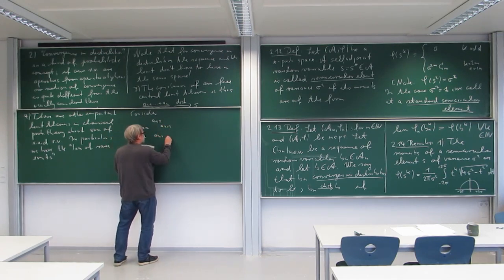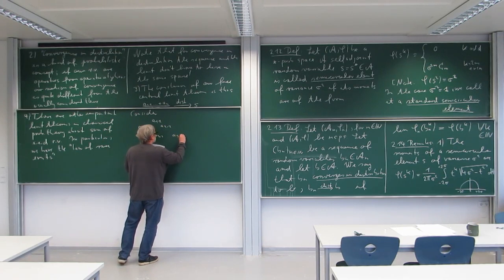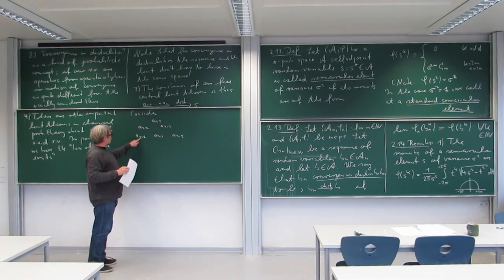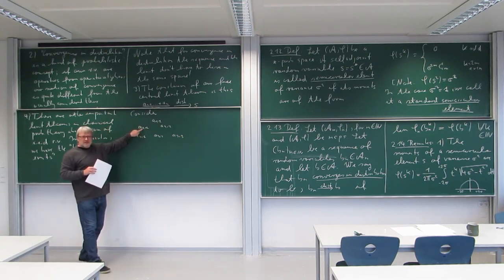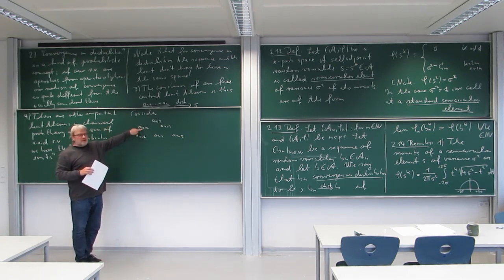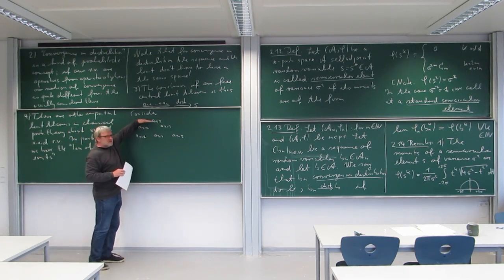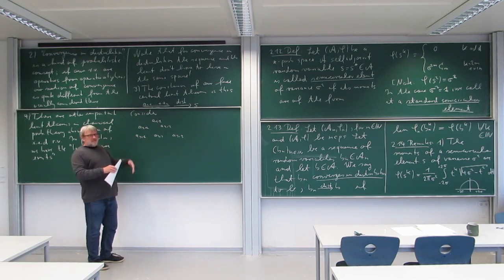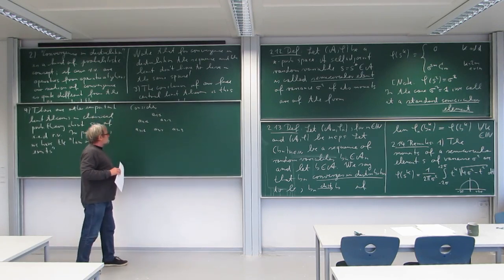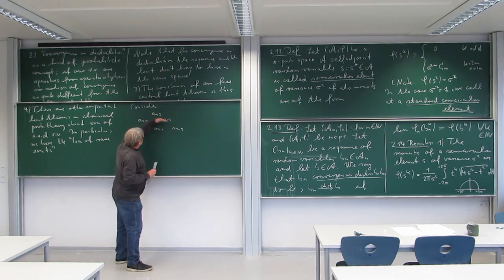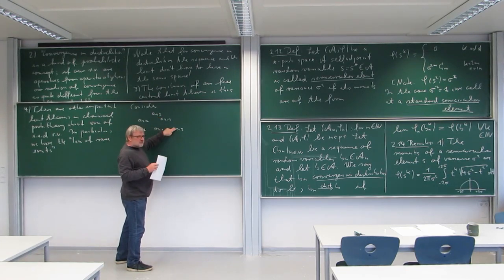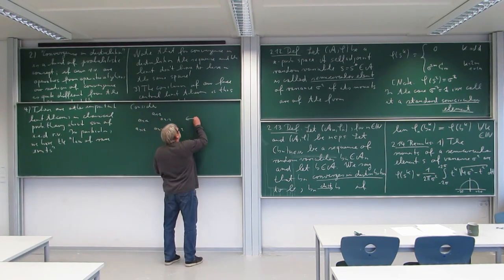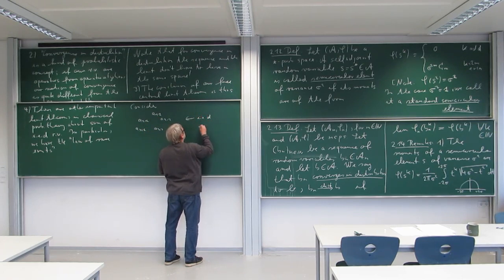So for each n, I have n many, so I have indexed my random variable by a first index, which tells me which n I want to consider. So for each n I want to sum up n of my variables. So I want to sum this, I want to sum this, I want to sum this, and so on. And then I hope that for large n, this approximates something. And I assume that these variables are independent in each row.